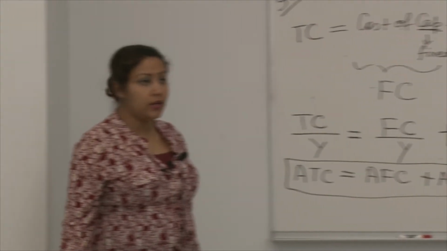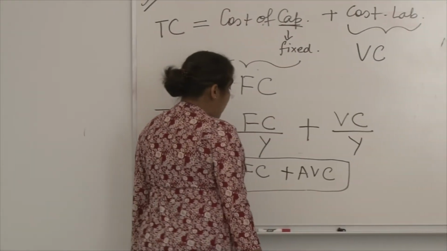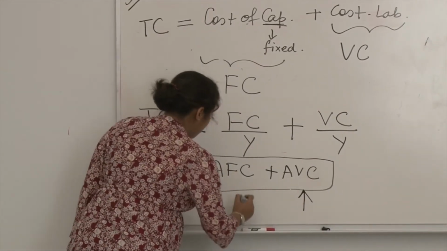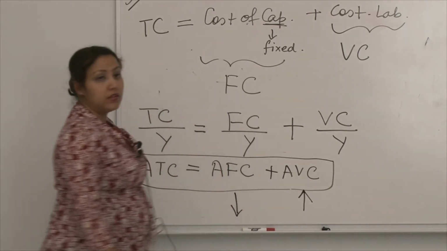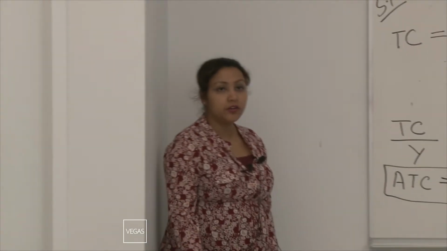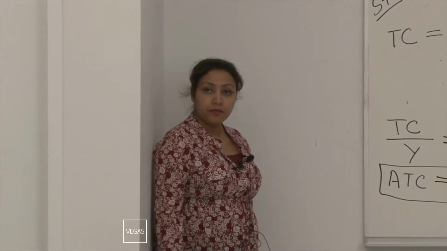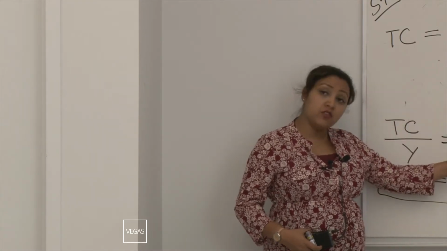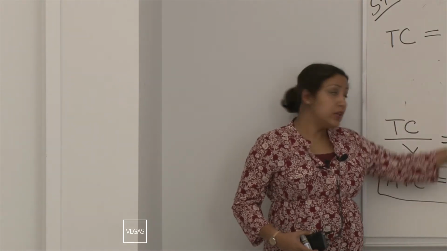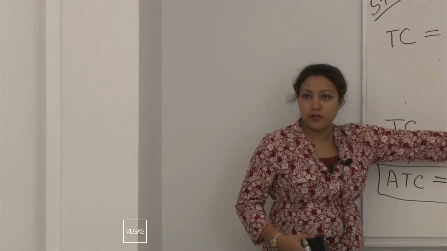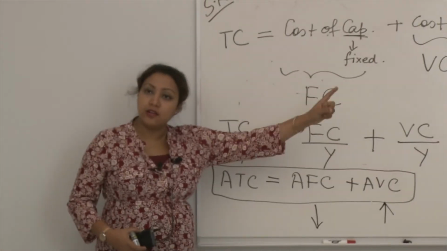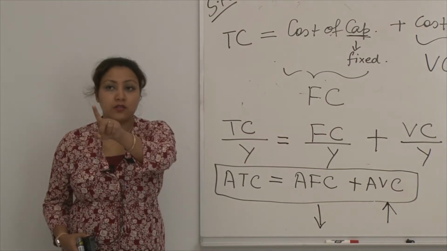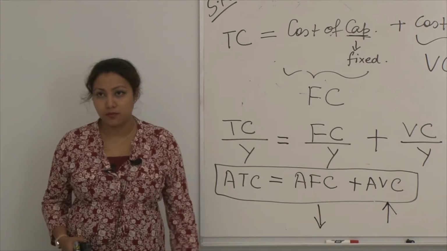Is everyone okay with that? So, that means we are saying that as y increases, you have an increase in the AVC, but you have a decrease in the AFC. Agreed? How can it decrease if it's a fixed? Remember, the numerator is only fixed. This y is changing, right? So, this is fixed. If you have a fixed numerator, but the denominator is increasing, then as a fraction, the value of the fraction will decrease. Fixed cost is fixed, but average fixed cost is not fixed.